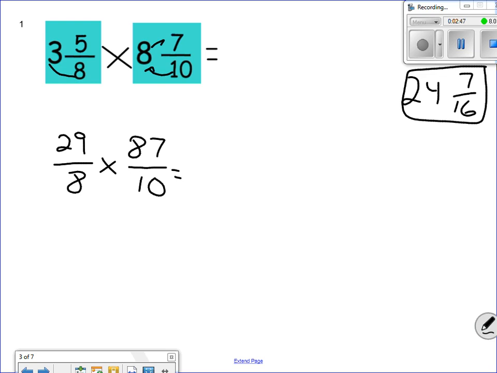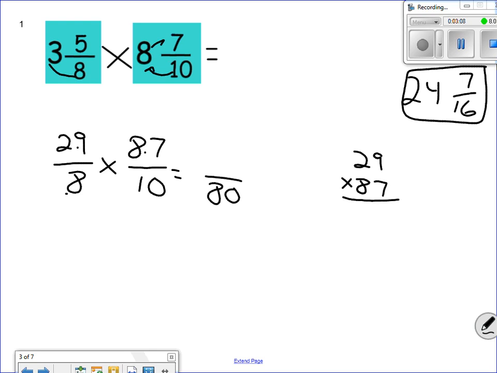Look at the size of these numbers, kids. They are huge, but let's keep watching here. Can we cross reduce? Can we cross reduce the 8 and the 87? We can't. 29 and 10, we can't. So that leads us to this problem. We have an 80 as my denominator. Then we have to multiply 29 times 87.